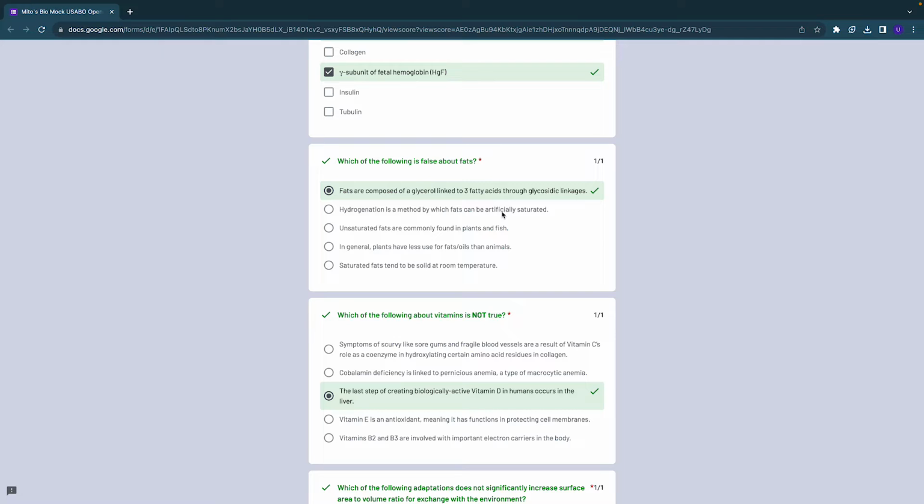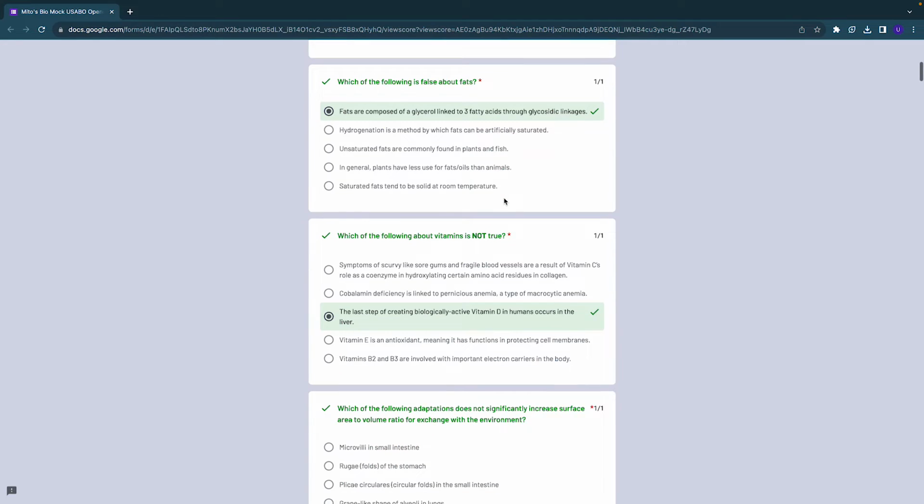But plants, they're just rooted to the ground in the same spot, and they can pretty much get as difficult to move as possible without there being consequences. So they're able to store a lot of their energy just in the form of starch. And yeah, saturated fats do tend to be solid at room temperature compared to unsaturated fats. So yeah, the answer is fats are composed of a glycerol linked to three fatty acids through glycosidic linkages. So all of this answer is correct except for glycosidic linkages. Those are used for carbohydrates instead. This is an ester bond.